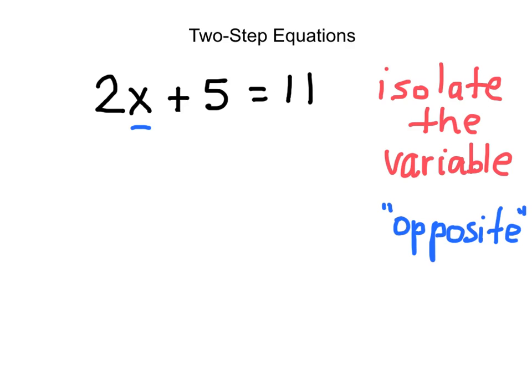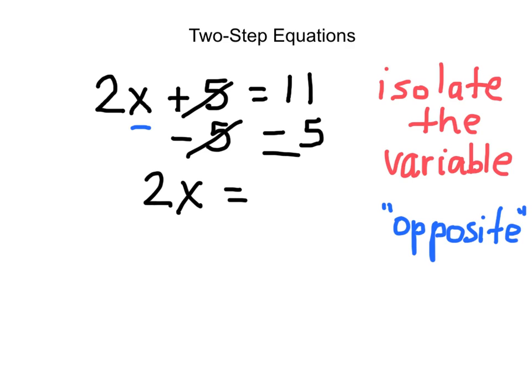In order to undo adding of 5, we would subtract 5. And to keep our equation balanced, we would subtract 5 from the other side of the equal sign. So 5 minus 5 is going to be 0, so that goes away, and we have 2x remaining equals, and then 11 minus 5 equals 6.